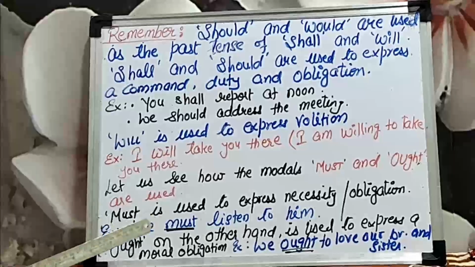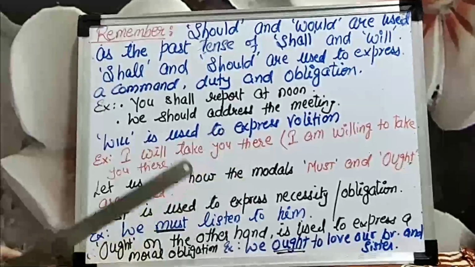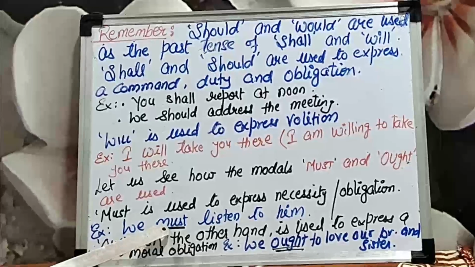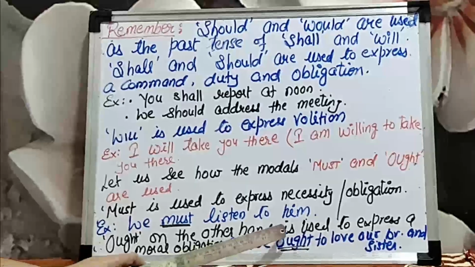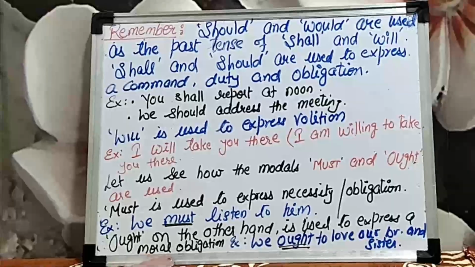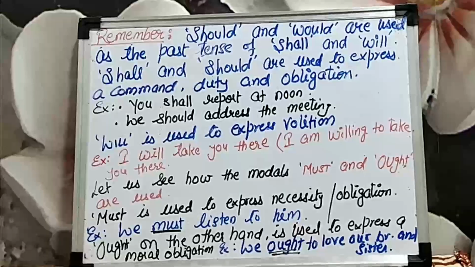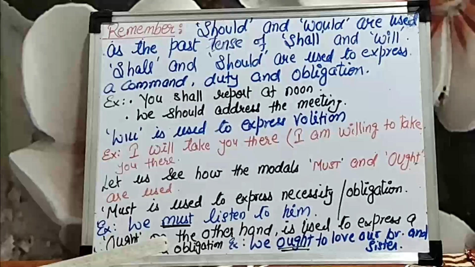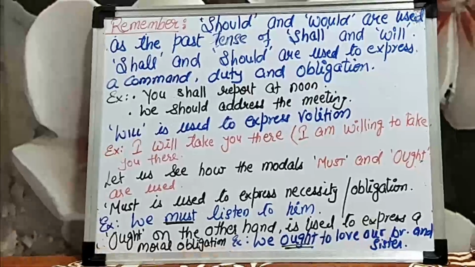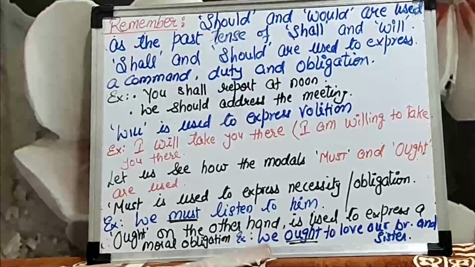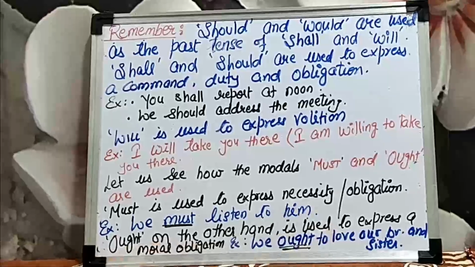Now as I told you, must is used to express necessity. Here must is used for necessity. Ought, on the other hand, is used to express a moral obligation. So ought is used for moral obligation and must is used for expressing necessity. Example, we ought to love our brothers and sisters. Here moral obligation is there.